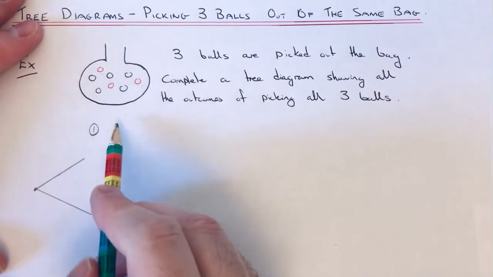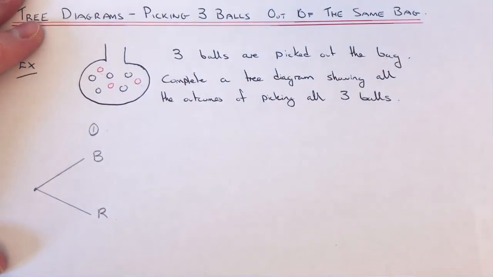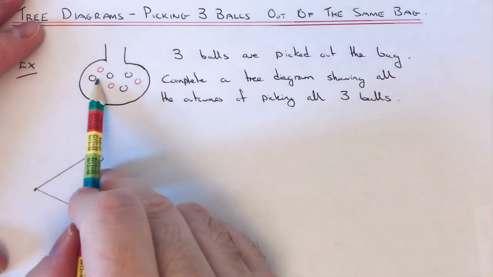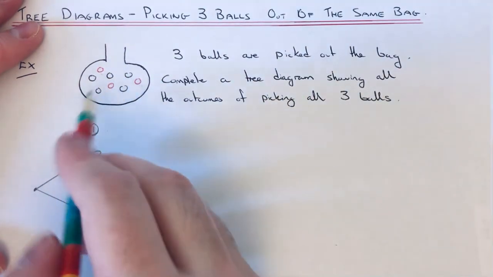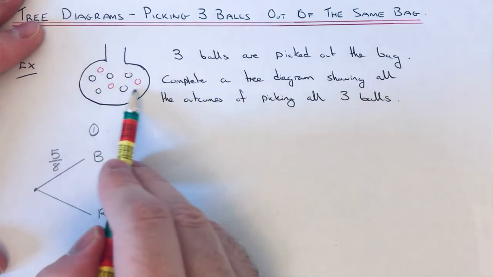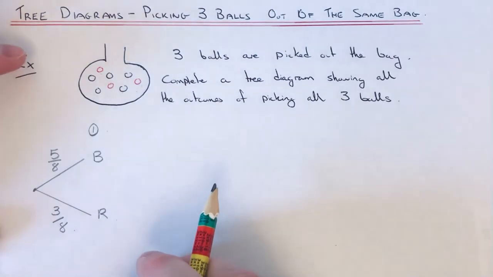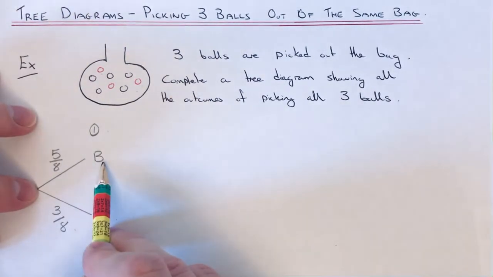So my first ball, I can either pick a black ball or a red ball. Okay, so the probability of picking a black ball would be 1, 2, 3, 4, 5, 5 out of a total of 8, so it's 5/8. And the probability of picking a red ball is 3 out of 8. Okay, so I'm now going to complete the top route then.